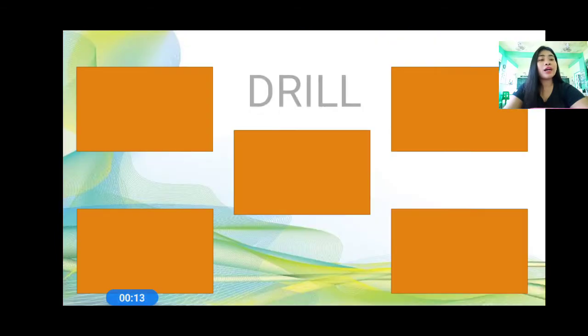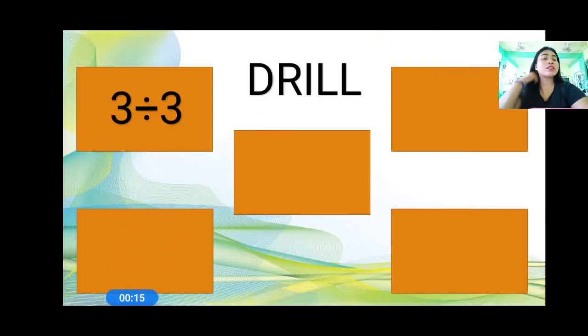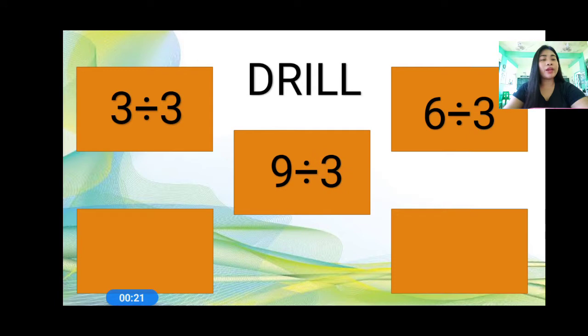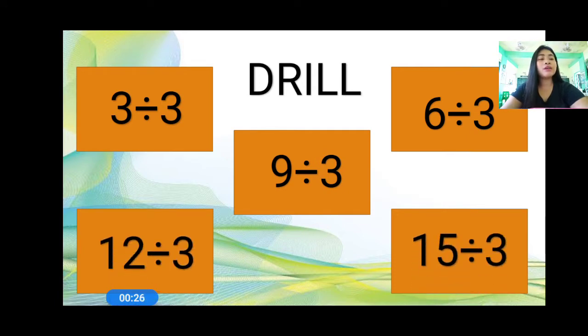Everyone, let's have 3 divided by 3, 6 divided by 3, 9 divided by 3, 12 divided by 3, and 15 divided by 3. Everyone, 3 divided by 3 equals 1. 6 divided by 3 equals 2. 9 divided by 3 equals 3. 12 divided by 3 equals 4. And 15 divided by 3 equals 5.